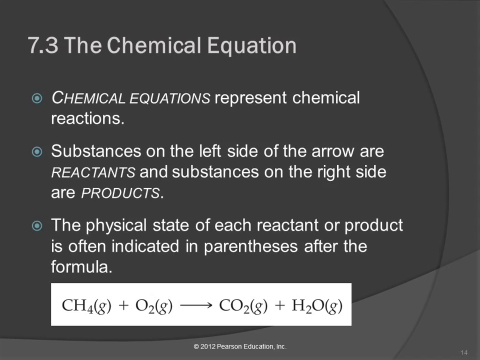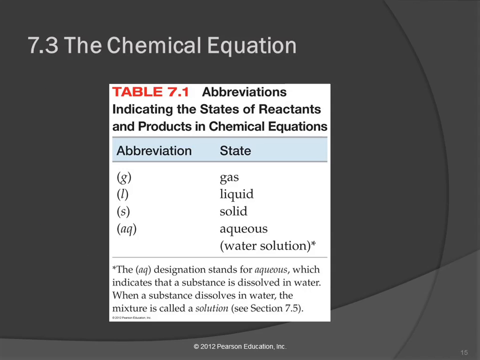We often indicate the physical state of the reactants and products after their chemical formulas by using what we call state symbols. So in parentheses there'll be a letter. G means that these are all in the gas state. Sometimes it's important to have the states indicated and other times it isn't. But these are the states and we need to know what they mean.